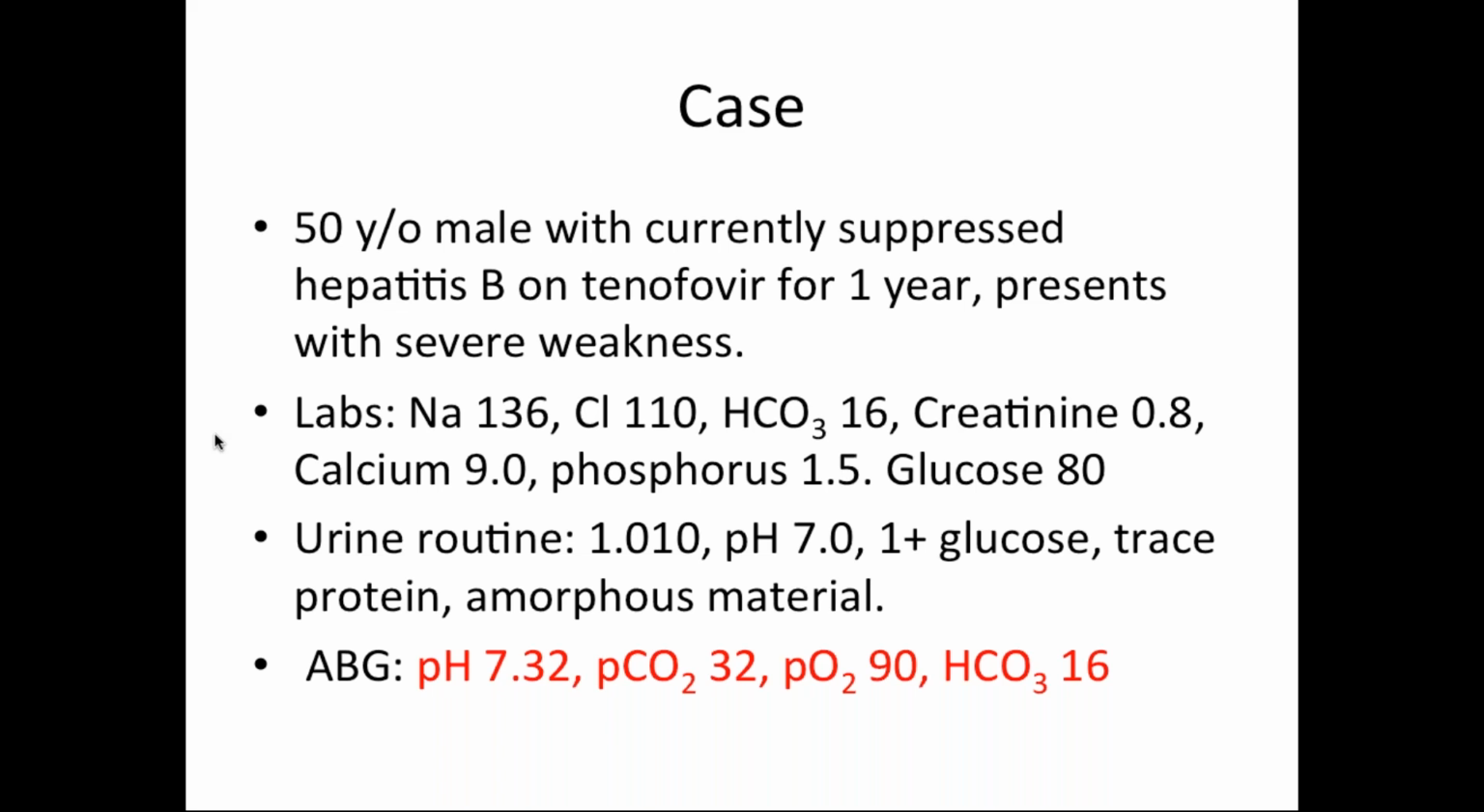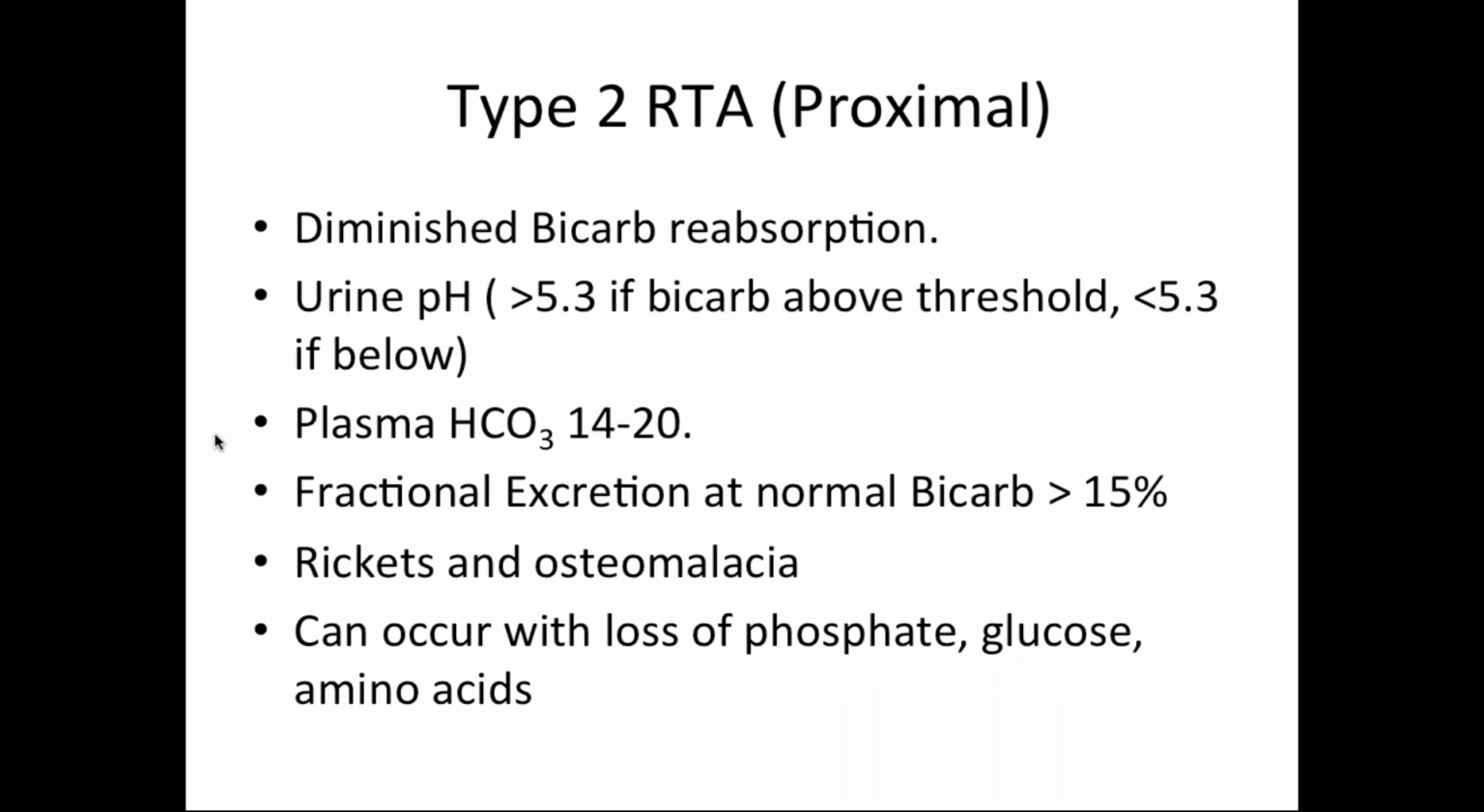1 plus glucose, even though the serum glucose was 80, and trace protein and amorphous material seen in the urine microscopy. The ABG shows a pH of 7.32 with a PCO2 of 32, oxygen of 90, and a bicarb of 16. So this isn't going to be a surprise to anyone that this is a tenofovir-induced type 2 RTA.